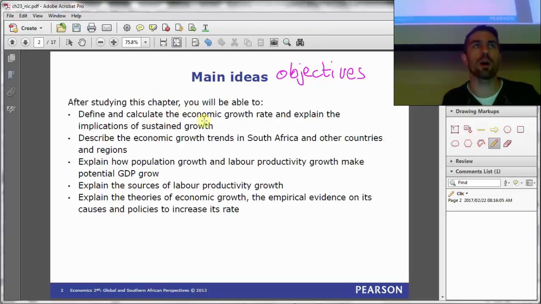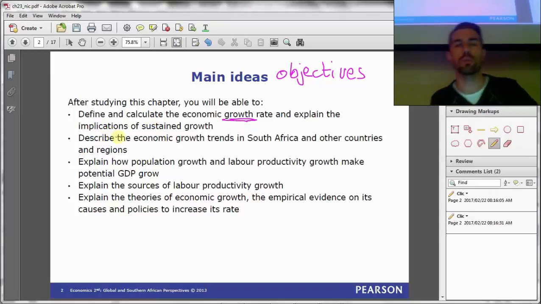Okay, objectives for today. Basically, we're focusing on growth. So we want to define what that means, we want to calculate it, and we want to see what the implications are. Why are we interested in growth? Why is it important?